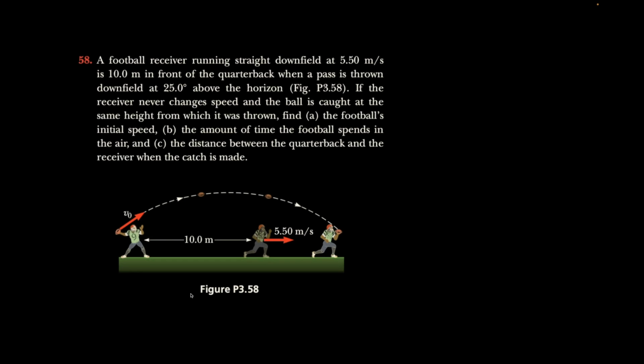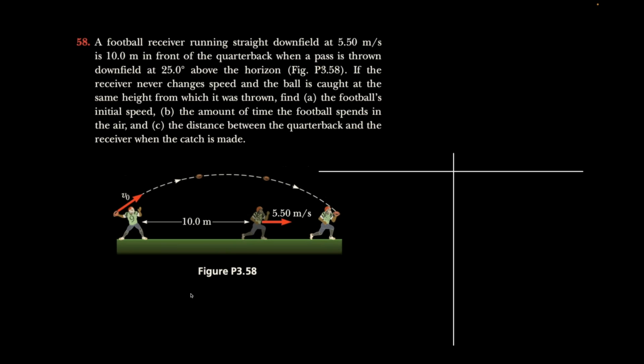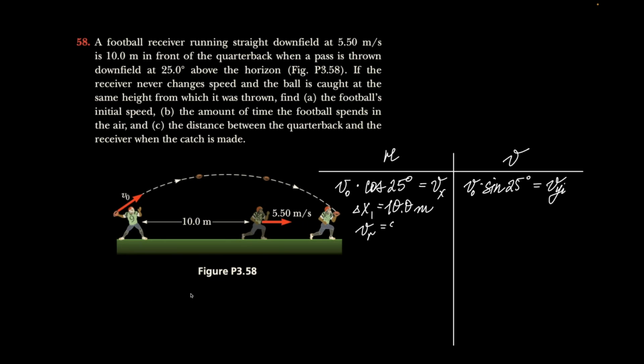Let's do the first thing first. We're going to separate x and y as per usual. In the horizontal direction, v0 times cosine of 25 is vx. In the vertical direction, v0 times sine of 25 equals Vy initial. We also know that change in x1 is 10 meters. We know the V of the receiver is 5.5 meters per second. And that looks like is all that we know. How do we go about this? We need to figure out the initial speed and the amount of time that the football spends in the air.